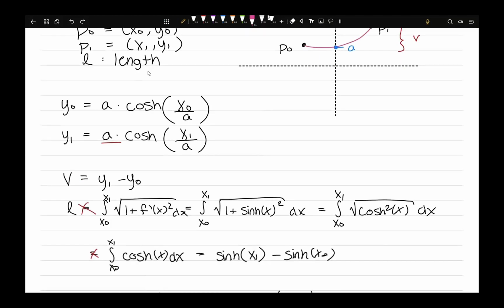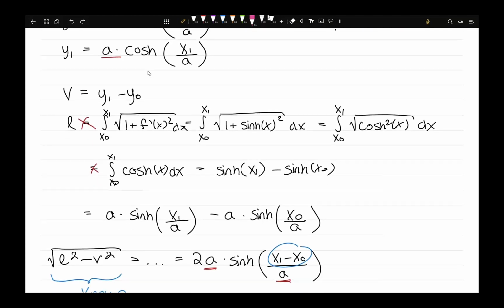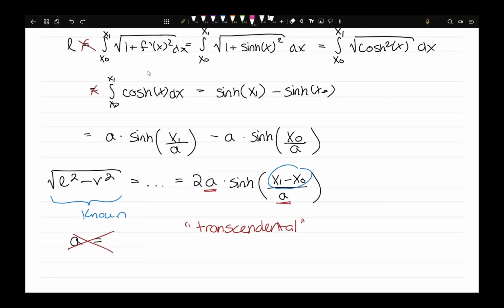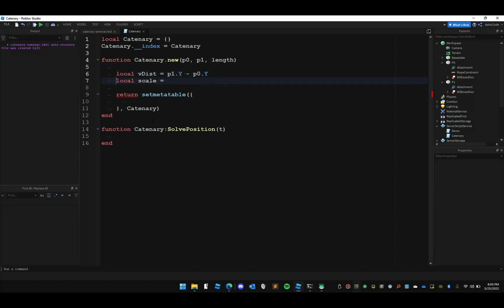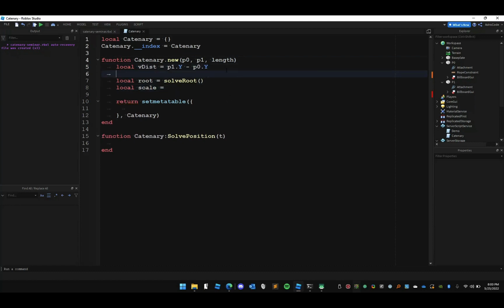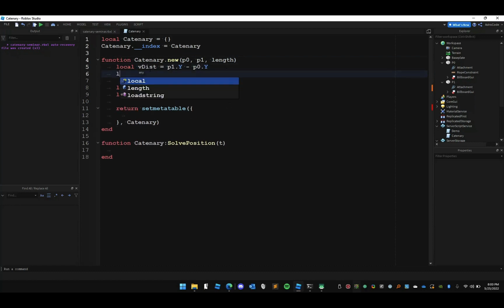And then we also have length. So that's just a given. And then what we did to solve for our scale is that our scale, first we solve for the root of that function. So we'll use a different function for that. And then what we did is we did a reverse change of variables. So the scale is going to be the what is it? Oh, I'm missing something. We also need the horizontal distance. And so in 2D, the horizontal distance is just going to be p1 dot x minus p naught dot x.